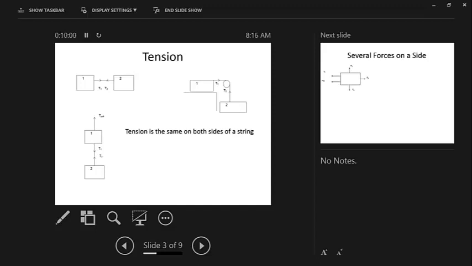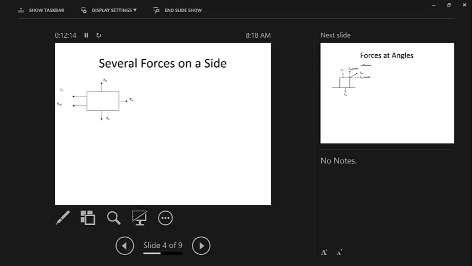All right, so several forces on a side. What happens when you have more than one force on a single side?